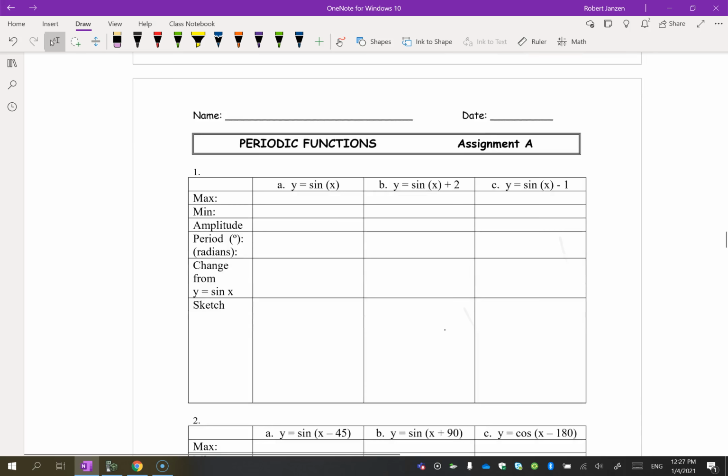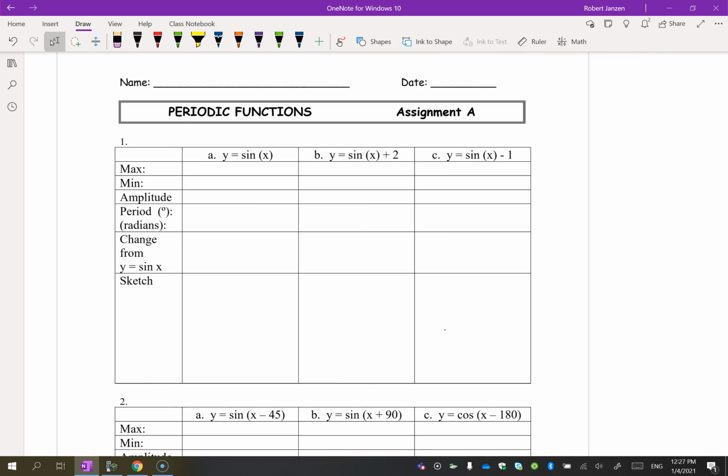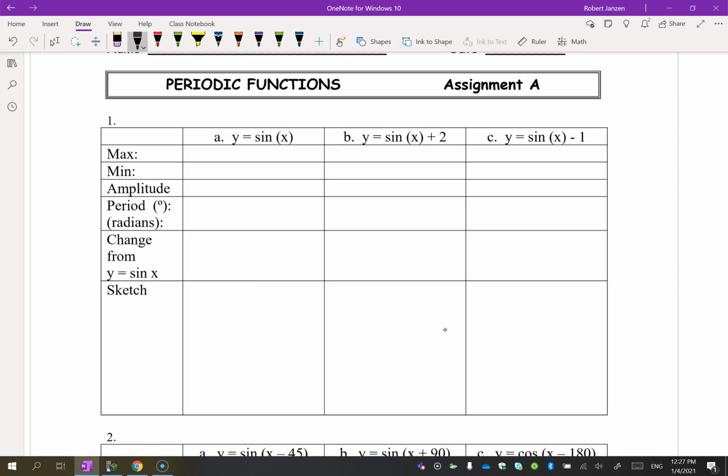Okay, so here's what I would like you to do. I think you can probably do this without actually graphing it, right? If we take our original graph, I'll just fill out the first little bit for you. What is the maximum of your basic graph? Well, here's our sketch. Okay, and you should be pretty comfortable with this already. This one goes from max 1, min -1. The amplitude is 1. The period is 360 degrees, or in radians 2 pi. What is the change? There's no change. This is sine of x.